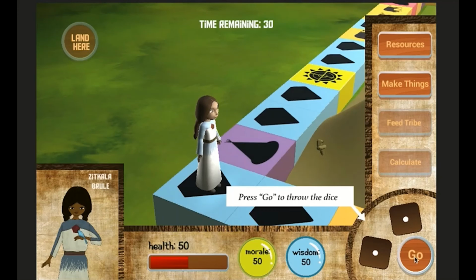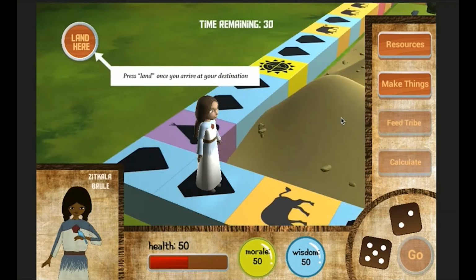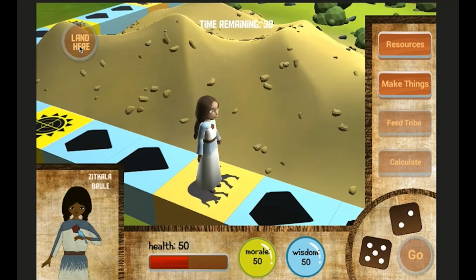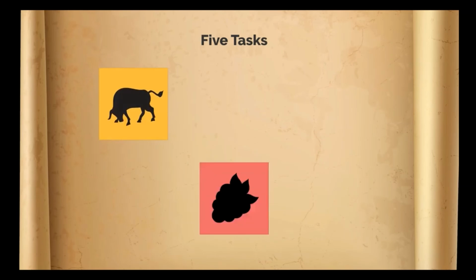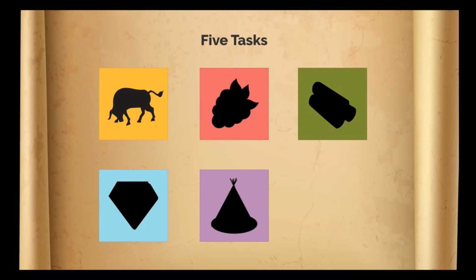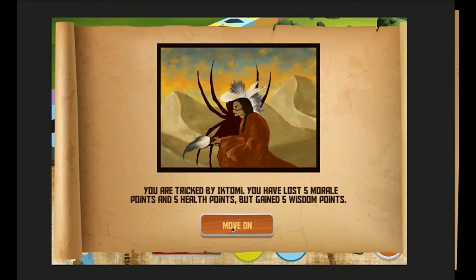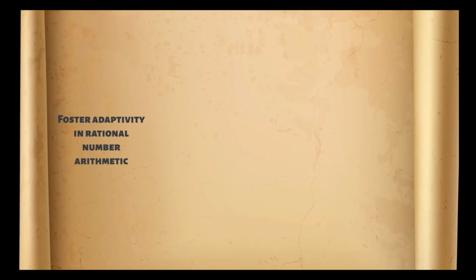To play the game, players first need to roll the dice by clicking the Go button. After walking the number of steps generated by the dice, they need to perform a math task associated with the square they land upon. There are 5 tasks one might encounter: hunting buffalo, collecting berries, collecting logs, mining ore or gemstones, and doing trades. Additionally, they may also draw a wild card where they can encounter a mythological figure from traditional Lakota folklore. All the math tasks in the Nomads foster adaptivity and rational number arithmetic.